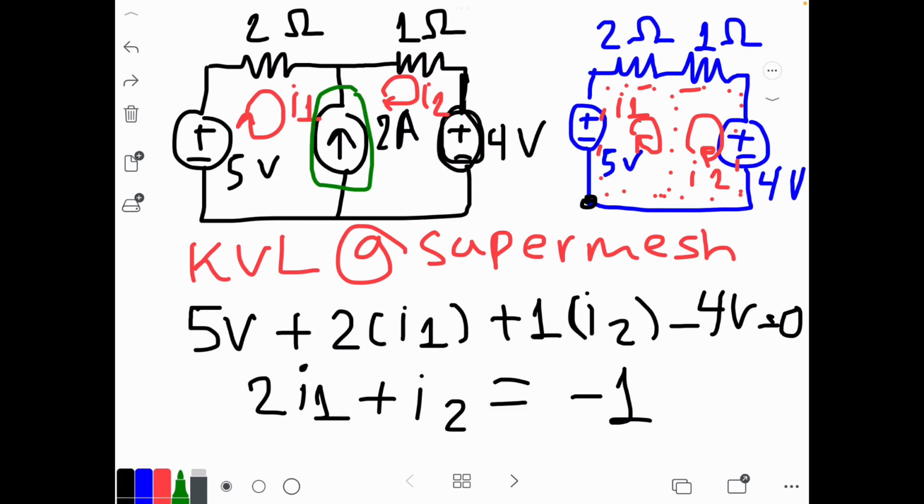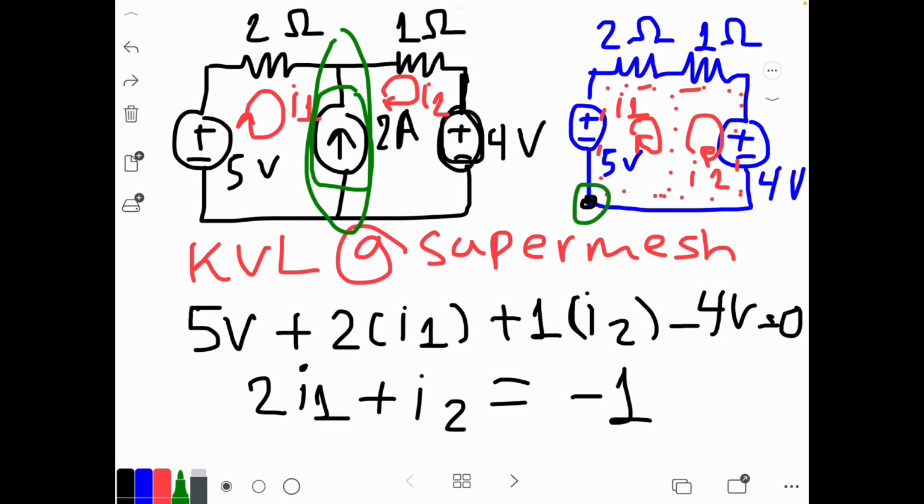For a mesh analysis, you're going to assume that that branch doesn't even exist there. And you're going to create 2 different loops with a boundary to solve your analysis. Now what you're going to do is a KVL at the supermesh instead.